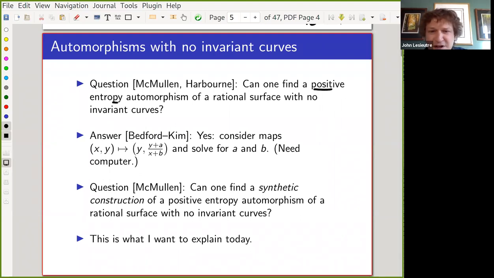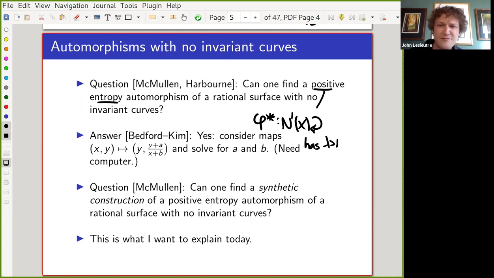So they specified a positive entropy automorphism. What that means is that if you look at the pullback map on N1 of X, which is just a linear map from a vector space to itself, positive entropy means that it has an eigenvalue bigger than 1. But even if you don't know what that means, just change the question: can you find an automorphism of a rational surface with no invariant curves? This arose from the fact that all the known examples people were coming up with did have invariant curves.